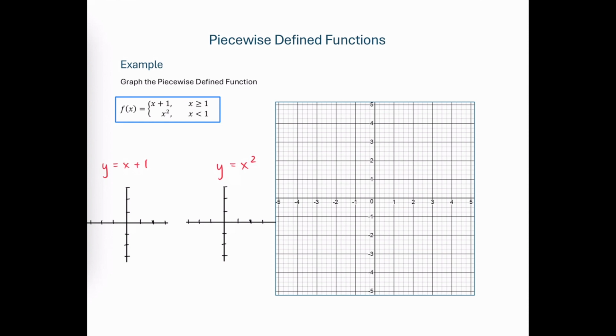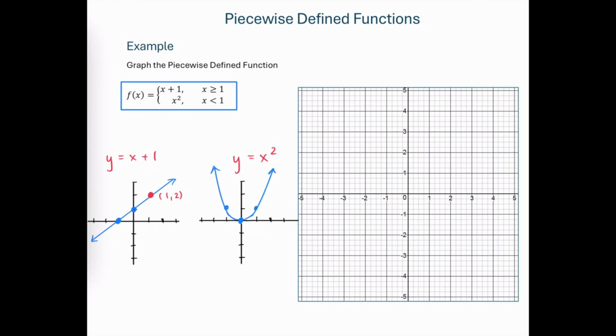So starting with y is equal to x plus 1, this graph has a y-intercept of 1 and a slope of 1. So we'll just graph a couple of ordered pairs and connect the dots. Let's notice that this ordered pair here is the ordered pair (1, 2). Now let's graph the function x squared. This is a parabola that's opening up with the minimum value at the origin, but let's also make note of this ordered pair, which is the ordered pair (1, 1).